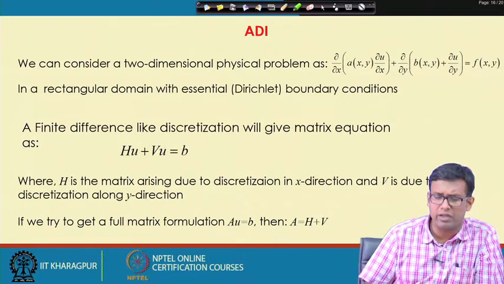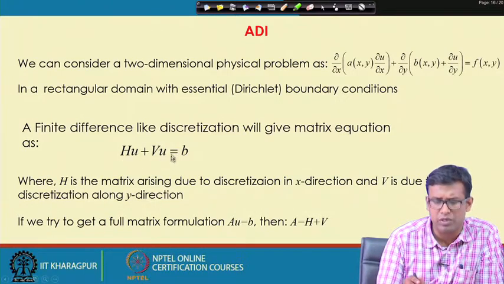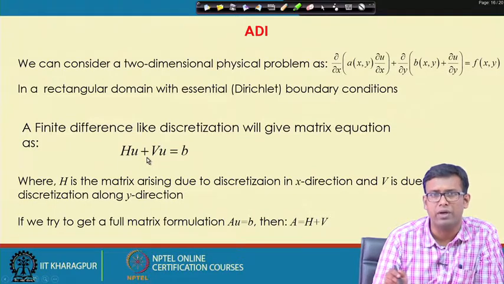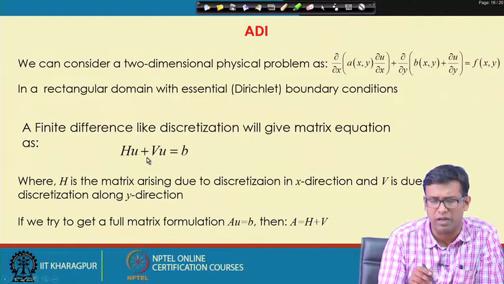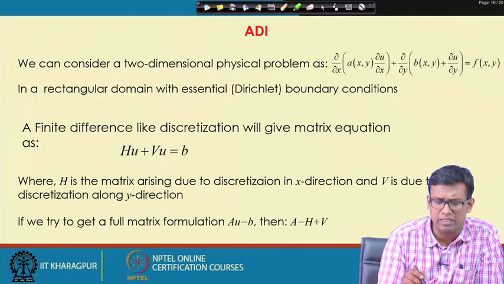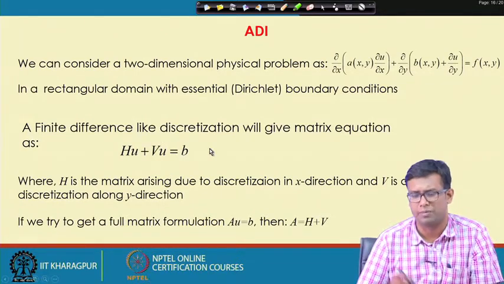So, if we have to use ADI, we will first assume u to be known in the y direction and write H u is equal to B star, some equation like that, which will be line relaxing along x lines, with y constant. Similarly, in the next step we will assume u to be known along x direction and relax it along y direction. So, this will be V u is equal to B star prime or something.